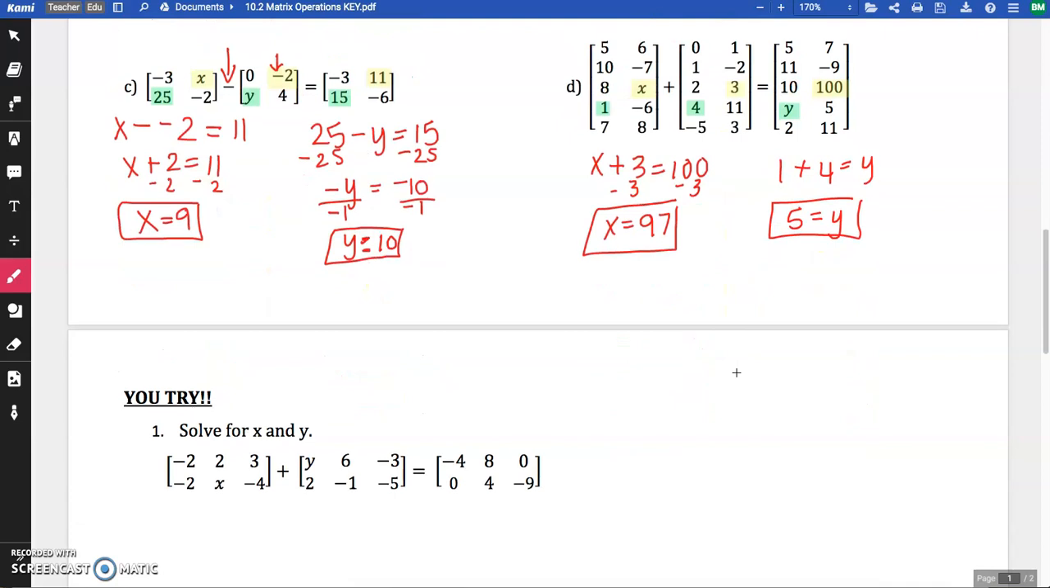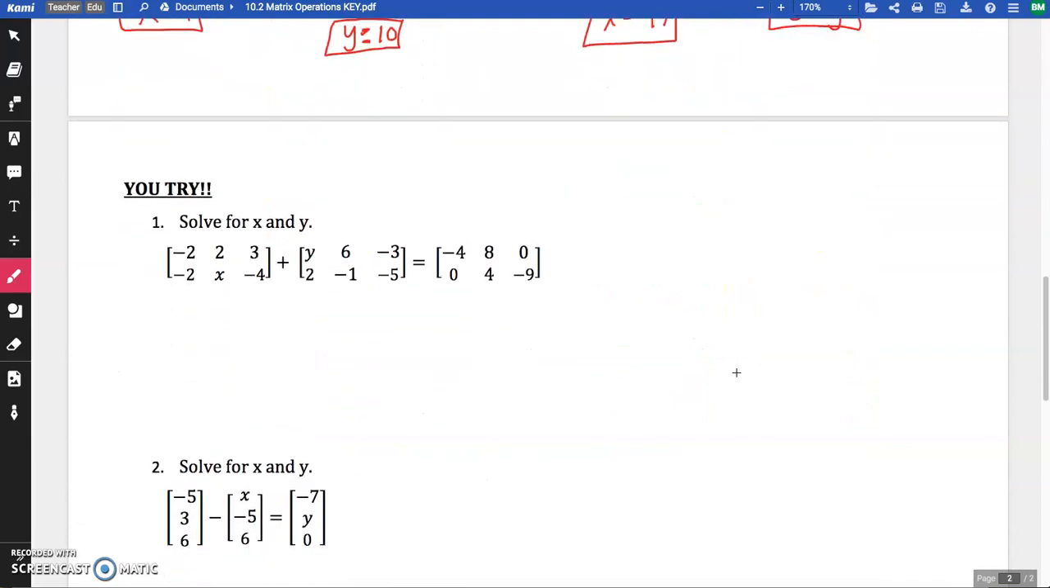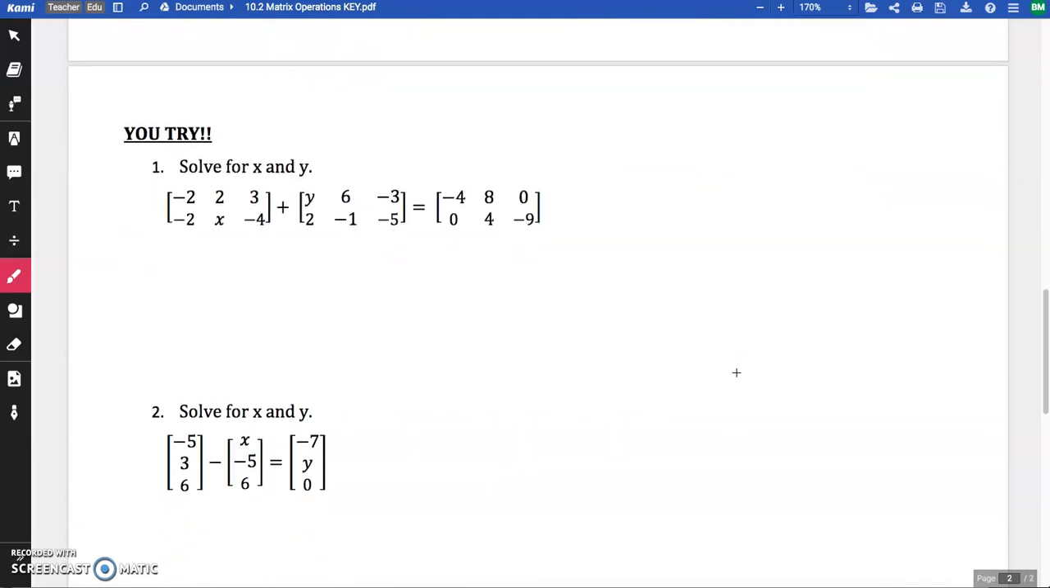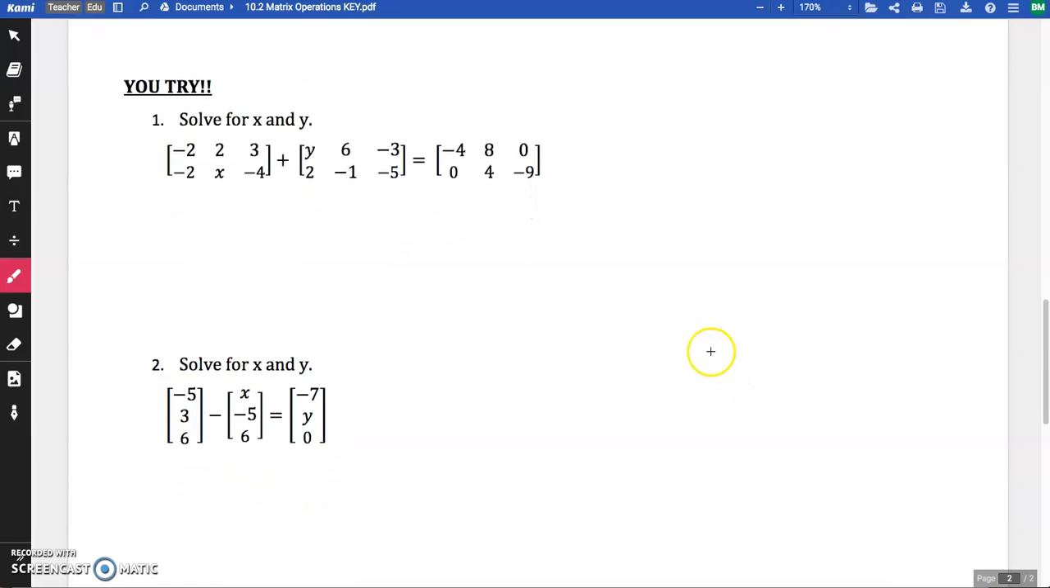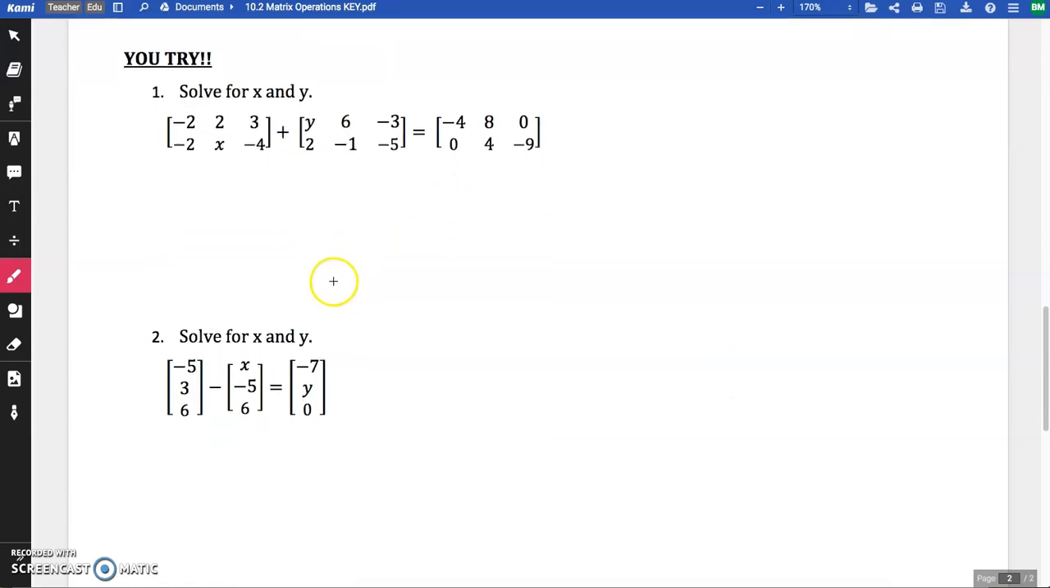On the next page here, there's a bunch of problems for you to try, 4 problems. So I want you to try those on your own. I'll leave these first 2 up, try these 2 first, and then you'll check your answers, and then I'll scroll down to 3 and 4 after that.